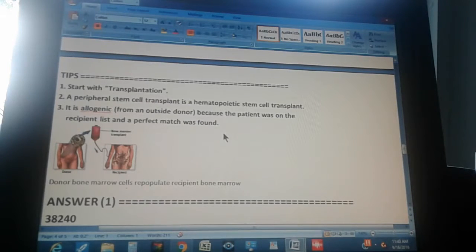And a perfect match was found. A perfect match means an outside person, allogenic, was found, and that's where he got the bone marrow transplant. We have a little graph there just to remind you how the bone marrow transplant is done. And you know that the answer is 38240. So we're going to count to 3 so you can give us the path, how we got to the answer. 1, 2, 3.